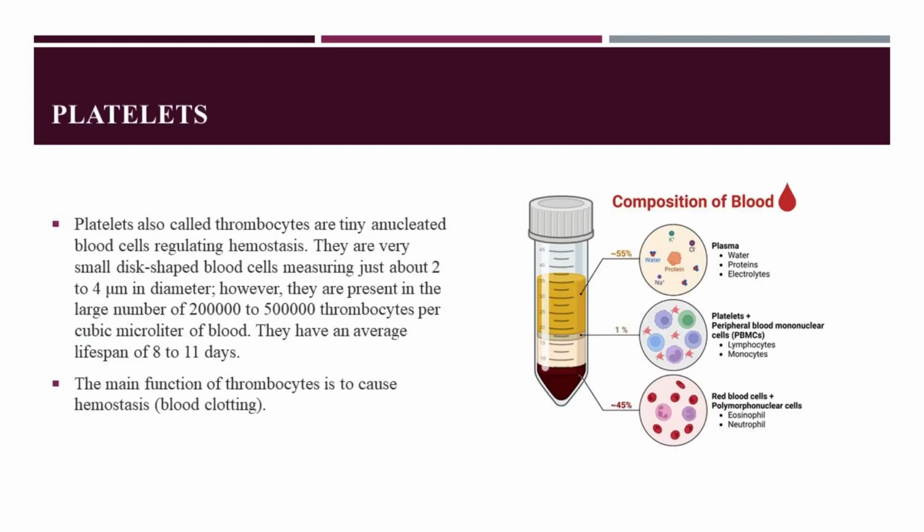Platelets. Platelets, also called thrombocytes, are tiny enucleated blood cells regulating hemostasis. They are very small disc-shaped blood cells measuring just about 2 to 4 micrometers in diameter. However, they are present in a large number, 200,000 to 500,000 thrombocytes per cubic microliter of blood. They have an average lifespan of 8 to 11 days. The main function of thrombocytes is to cause hemostasis, blood clotting.